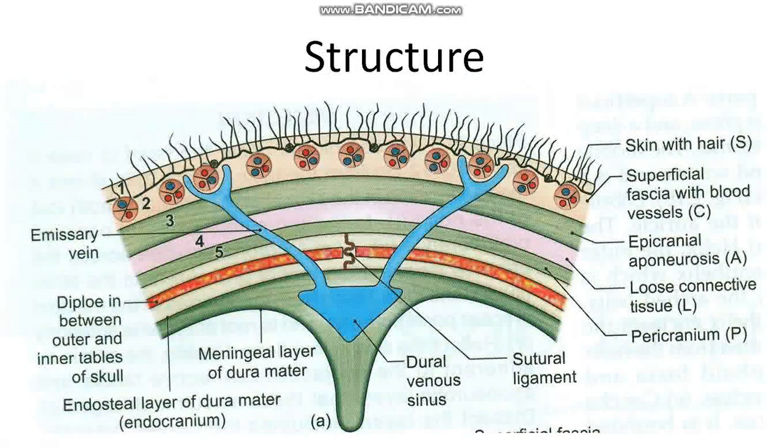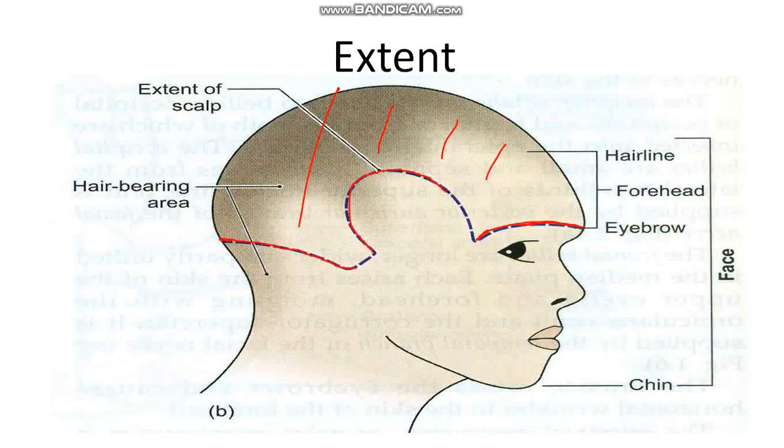Now let's understand the structure of the scalp. The scalp is a loose connective tissue covering the cranial vault. This is the cranial vault, which is bony, and this is the soft tissue covering over it, all the soft tissue under this blue dotted line. This is the scalp.